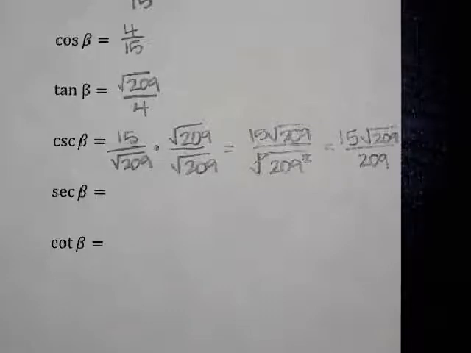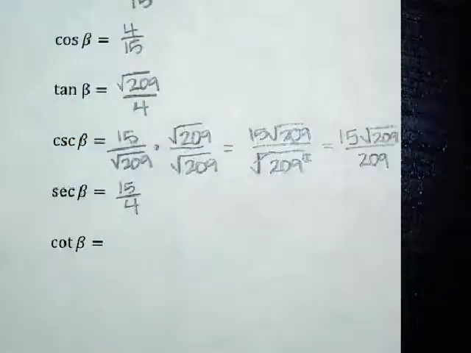Okay, so let's do the answer for secant. What would secant be? 15 over 4. Whew, okay, so that one's pretty easy. 15 over 4. All right, and then what about cotangent?